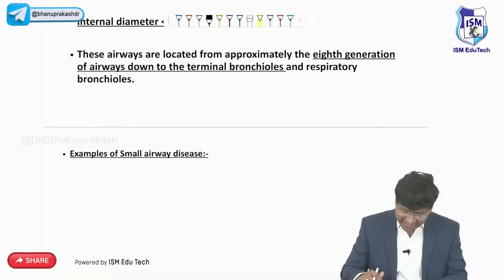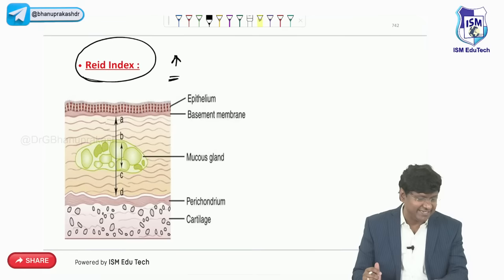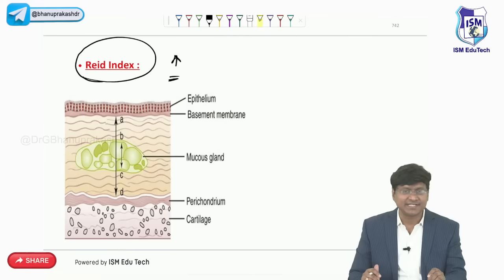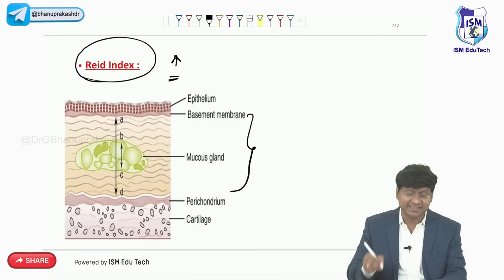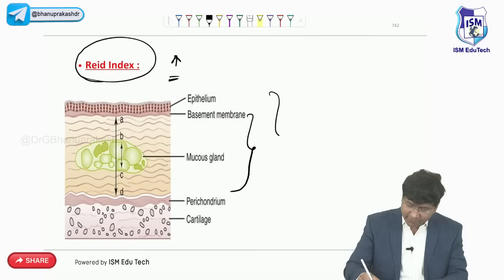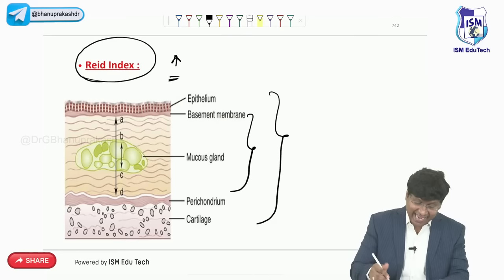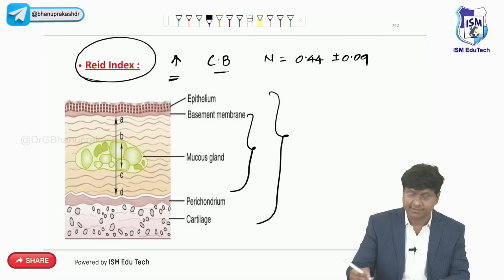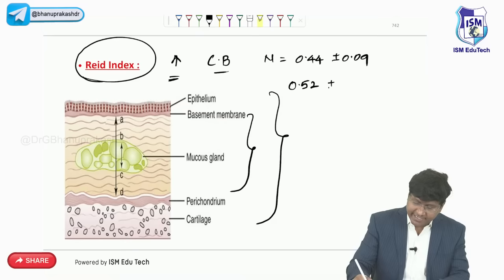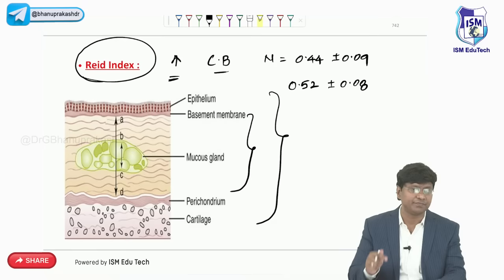And a very, very important question is about the Reid index. Tell me in which condition the Reid index is elevated. So first of all, what is the Reid index? The Reid index is the ratio of the thickness of the submucosal glands to that of the entire bronchial wall. And Reid index is increased in chronic bronchitis. How much is the normal value? The normal value of your Reid index is 0.44 plus or minus 0.09. And in chronic bronchitis, it will be 0.52 plus or minus 0.08. So Reid index is elevated in chronic bronchitis, and that is why the individual will have mucoid sputum.